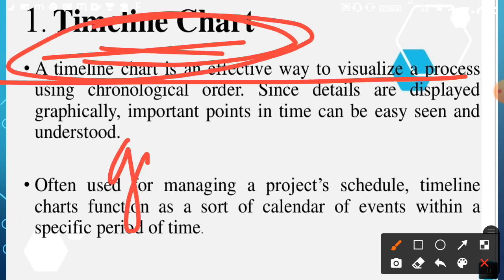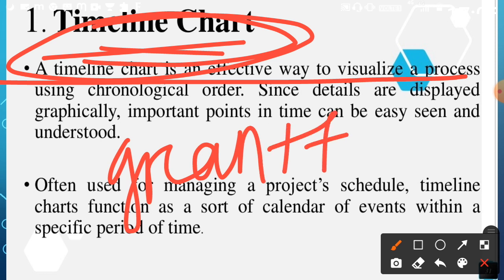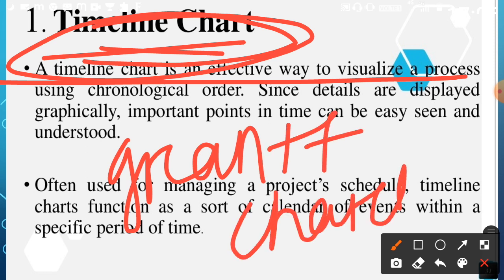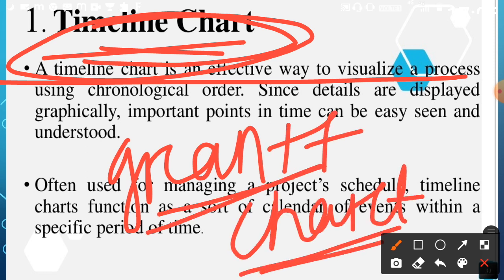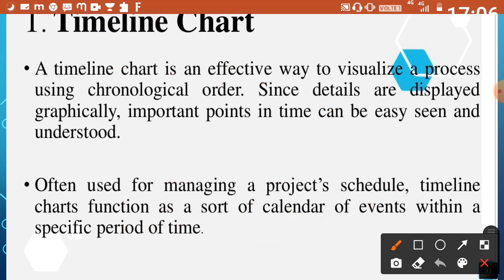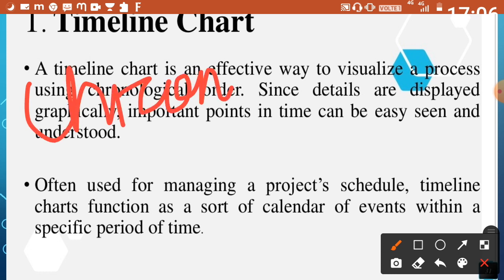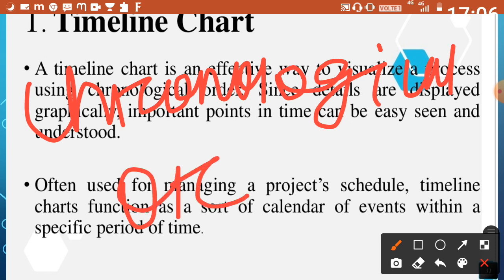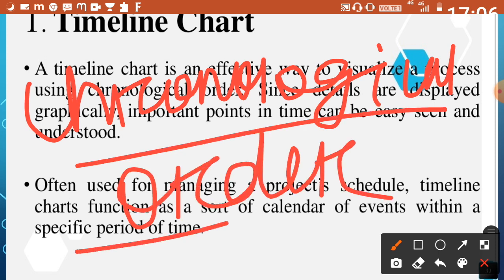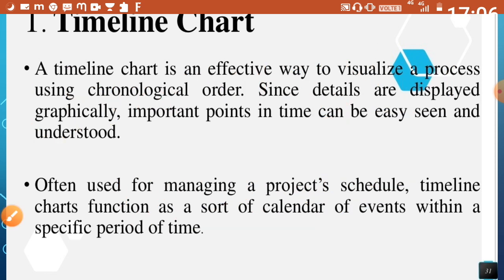Your Gantt chart and timeline chart are a bit similar. In a Gantt chart it also shows the time allotted for several tasks. Similarly, your timeline chart does the same thing. It also shows the chronological order. Let me tell you the term chronological order. Chronological order means it shows how something has progressed. Let me show you an example.